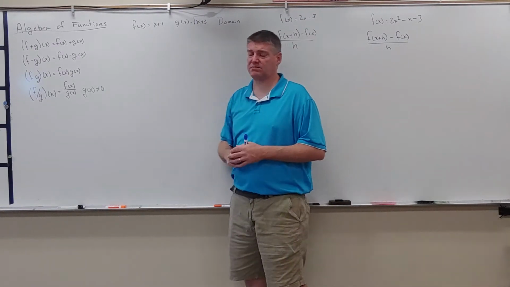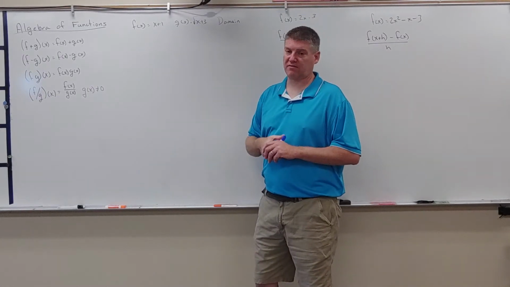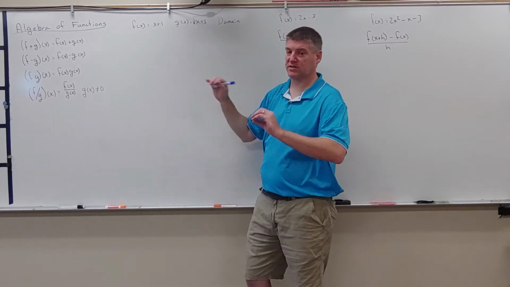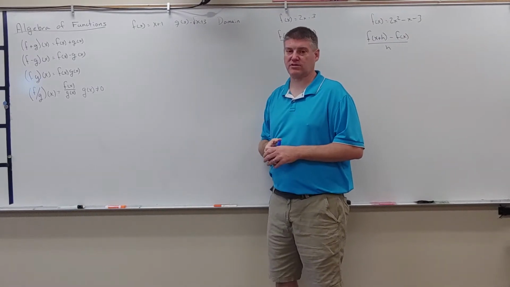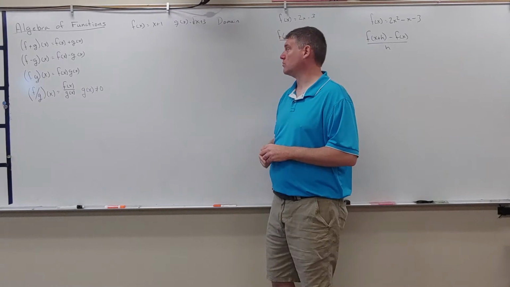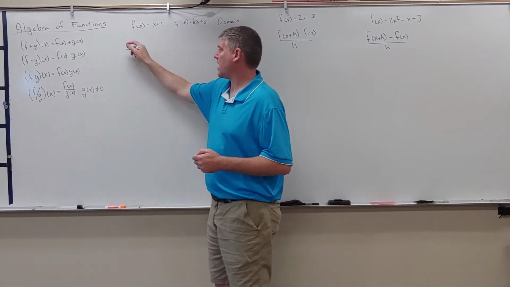G of x does have some domain restrictions though. So I can't take the square root of negative numbers. So the inside of this has to be 0 or greater, which is going to force my x values to be greater than or equal to negative 3.